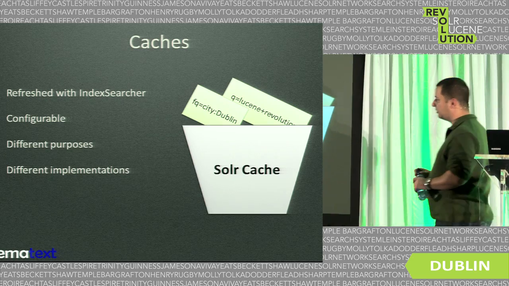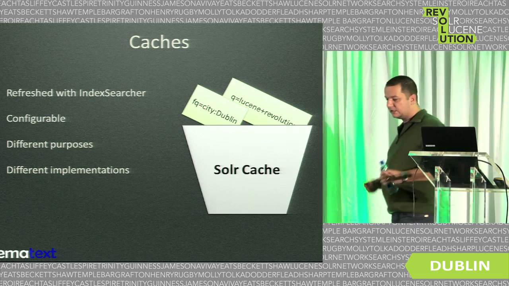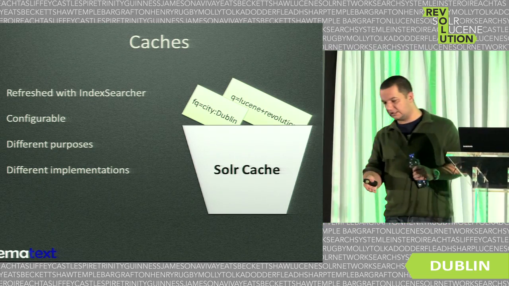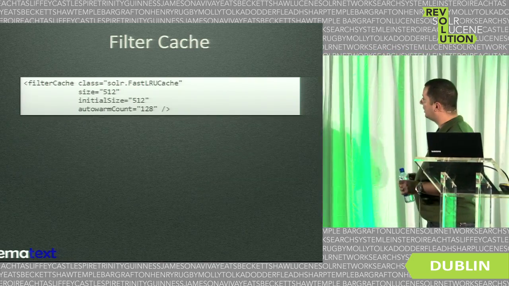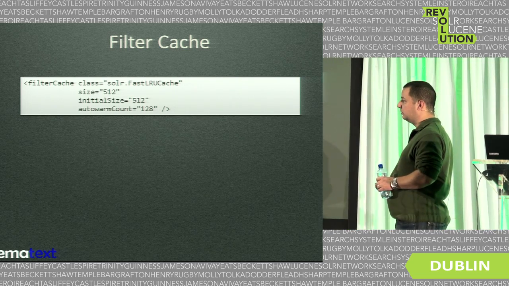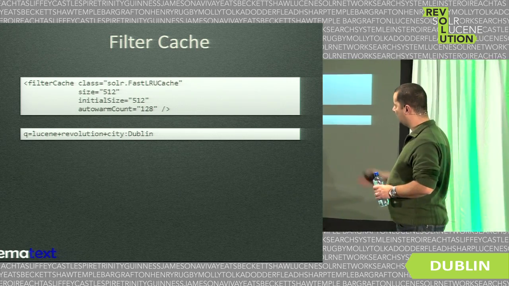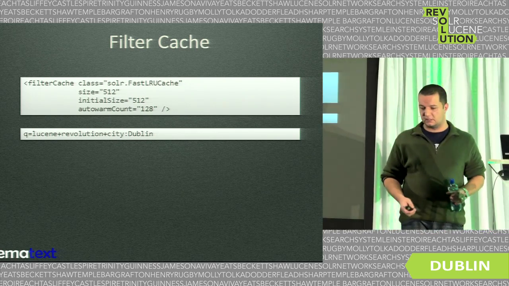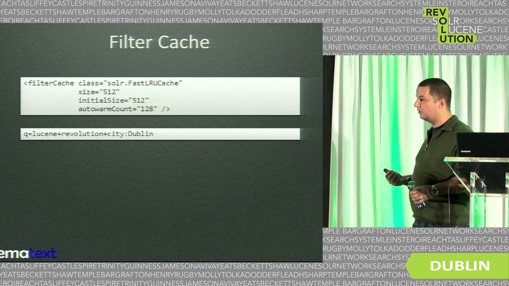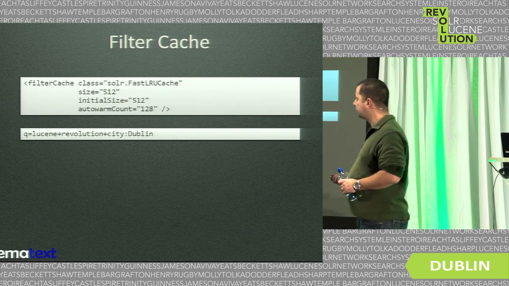Caches. Caches play a big role in Solr, mostly when querying. They are refreshed with the index searcher. They are, of course, configurable, and they serve different purposes. We have a filter cache in Solr that is used to serve filter queries. For example, let's look at the following query: Lucene Revolution in Dublin, right? Is it a good query? It is. Is it optimal? No. Why? Because the city Dublin is a good candidate for filtering.